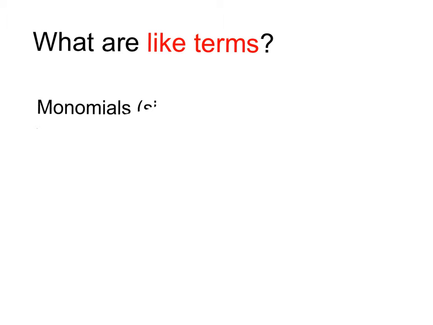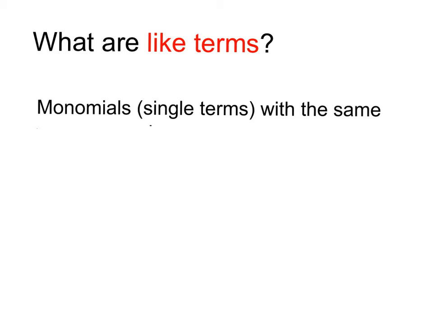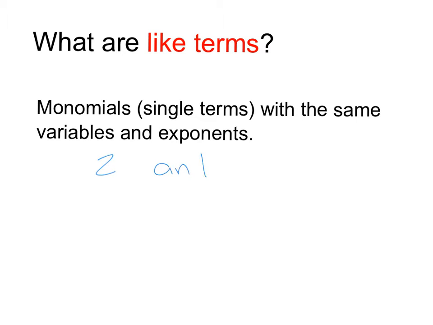All right, like terms are monomials. Monomial is a single term, right? Mono means one, with the same variable and exponent. So for example, we could have 2 and 11. Plain numbers are like terms. X and 5x. They both have just a plain x.